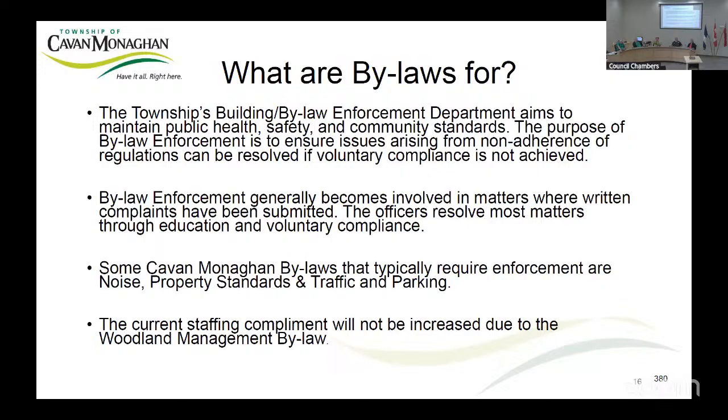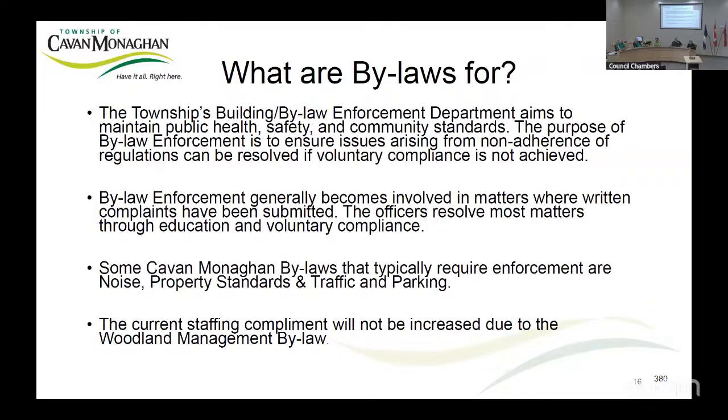We did have a number of questions about bylaws in general. So Mr. Phillips and I worked on this to say, would you mind, I guess through you, Mayor, what are bylaws for? There's a number of opinions on that, but it's generally just an informational slide there, just reinforcing that there's no point in having bylaws if we don't have bylaw enforcement.